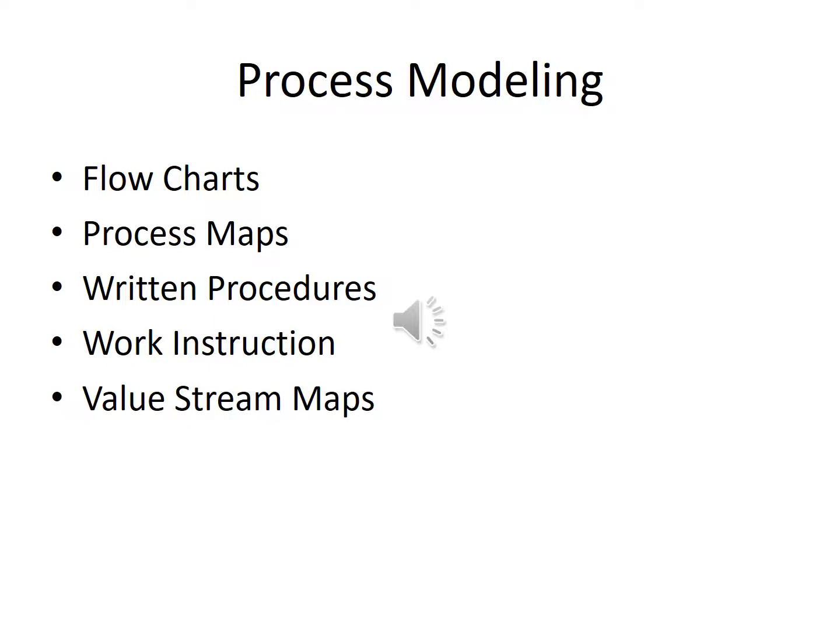There are different ways of modeling a process. The graphical ones are the best ones. So you can get a flowchart, process map, and ultimately a value stream map, because we are visual animals. Written procedures and work instructions, we can read them, but they're not easy to follow by the average person.